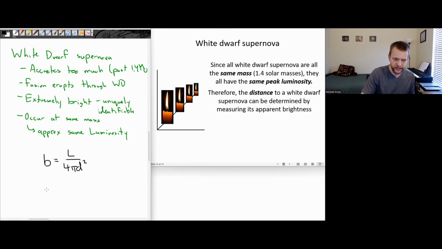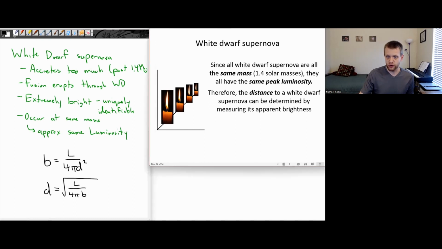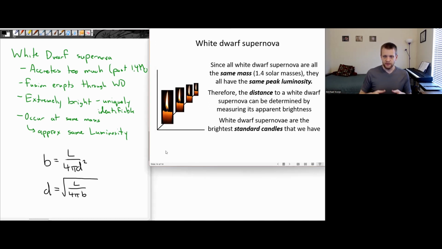or the rearranged version of it, that the distance is the square root of luminosity over 4 pi times the brightness. If we know the luminosity, since it's a white dwarf supernova, and we know the apparent brightness, we can calculate the distance to this particular white dwarf supernova. This kind of an object, where we have a way of uniquely identifying its luminosity and know the brightness, we call standard candles.